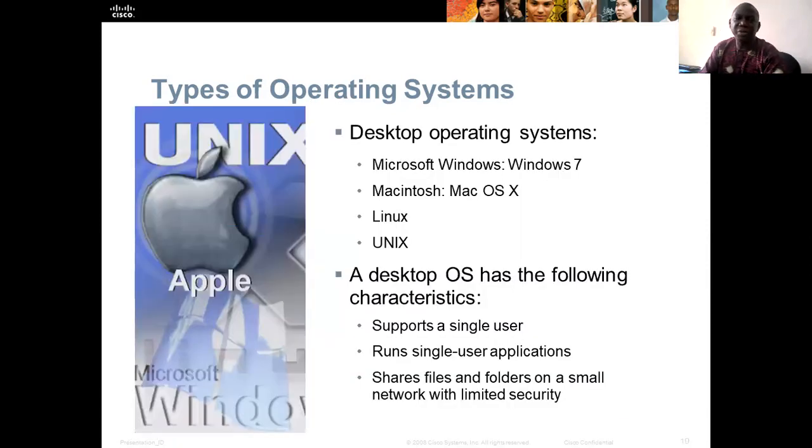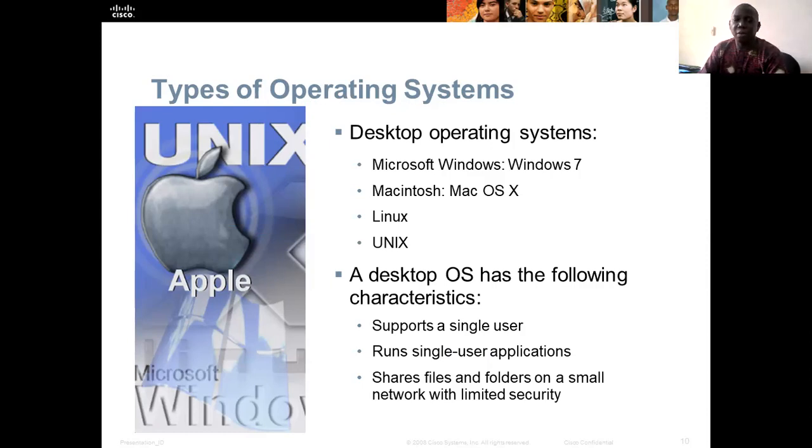Now, types of operating system. We have desktop, as we said. Examples: Microsoft Windows, Windows 7, XP, and all that. Then we have Macintosh, Mac OS X version. Then we have Linux and Unix, which can run as desktop operating systems. Other than Linux, we have Ubuntu, Mandriva, and all the rest.